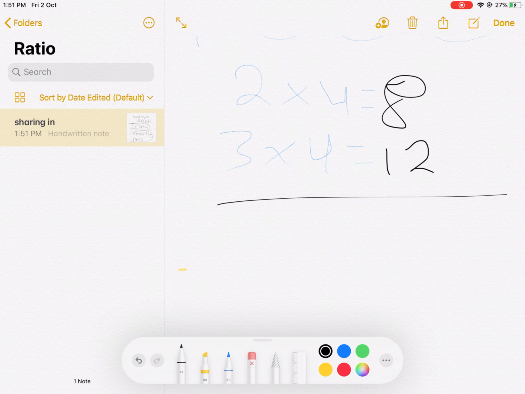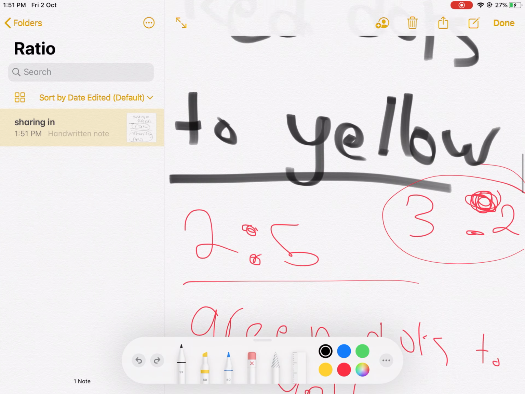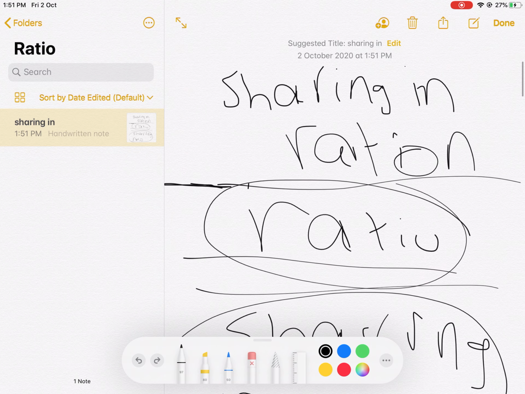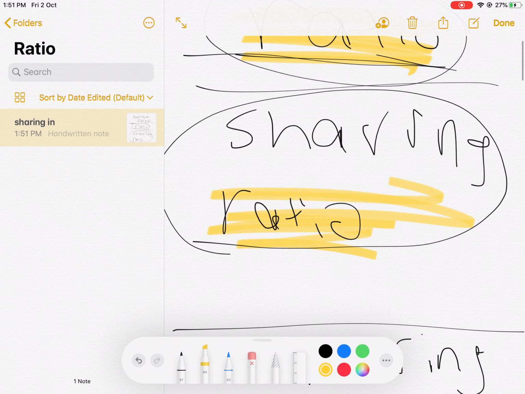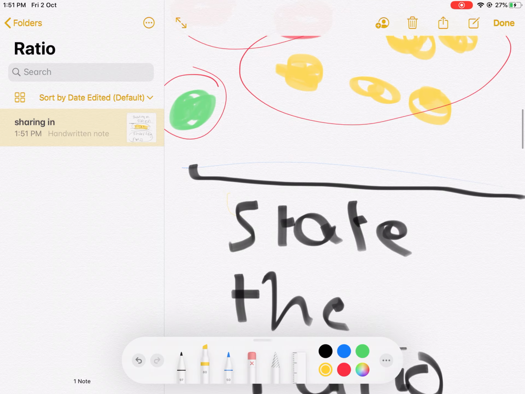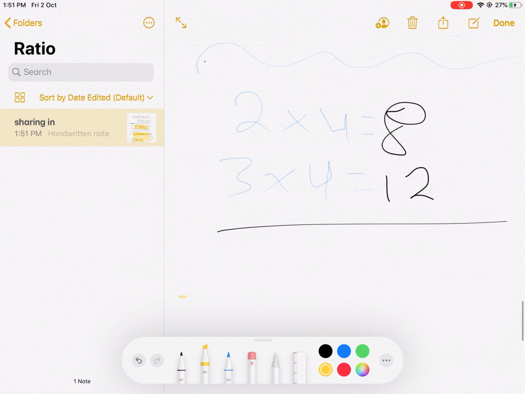So this is what sharing ratio actually means. In the next lesson we're going to learn about ratio word problems, just solving ratio. As we said last time, ratio and sharing ratio are different topics. What we learned in this lesson is sharing ratio. We're going to learn the other after this lesson.